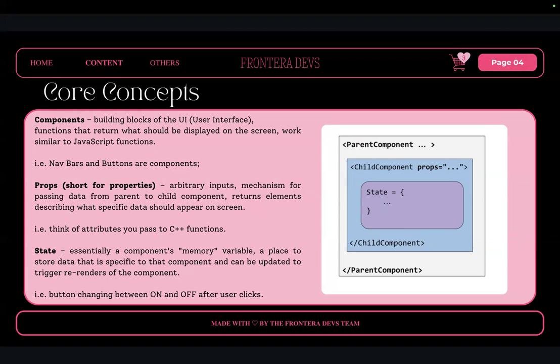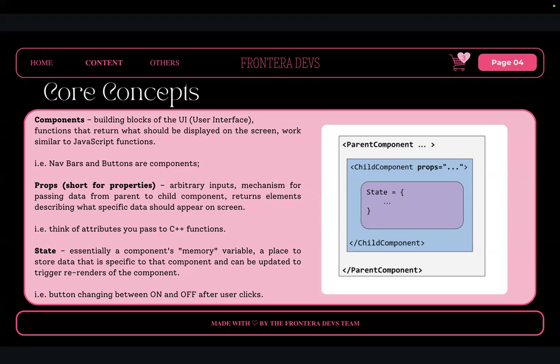Props, which is short for properties, is pretty self-explanatory. It's going to be things that you pass to those components, and it's how components talk to each other. So information will only be passed from parent to child, and it will never go child to parent. So that's something you need to keep in mind.